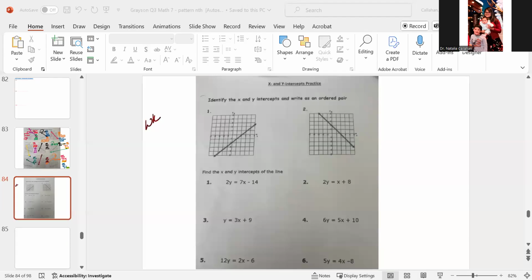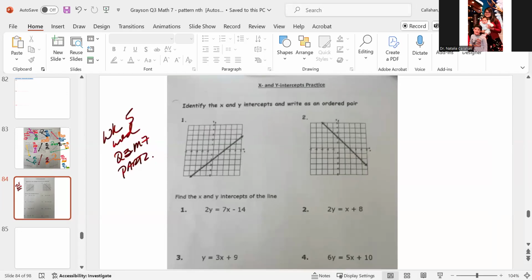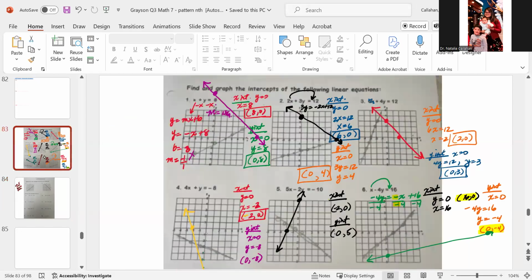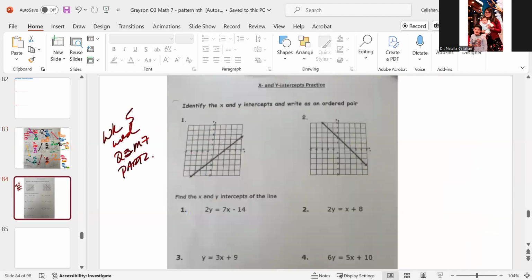So this is week 5, Wednesday, Quarter 3, Math 7, part 2. All right, so before they gave you the equation in standard form and you had to go and graph it, right? Now they give you the graph and you just have to find the x and y intercept, right? Now look at the graph. Where does the graph hit the x-axis? Point to it. Put a dot on it. Label it.